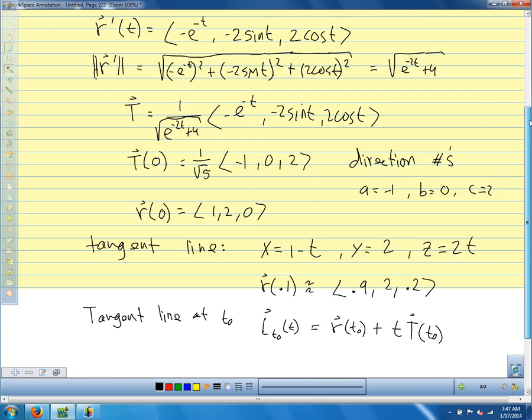So, questions on what we did there? This isn't really anything that different than what we did in chapter 11 when we were talking about parametric equations of lines. We just start with a vector valued function to give us something to generate our numbers for our tangent line equation.